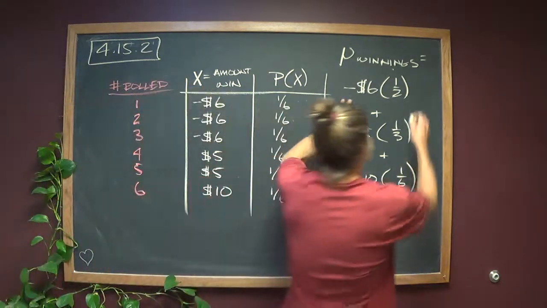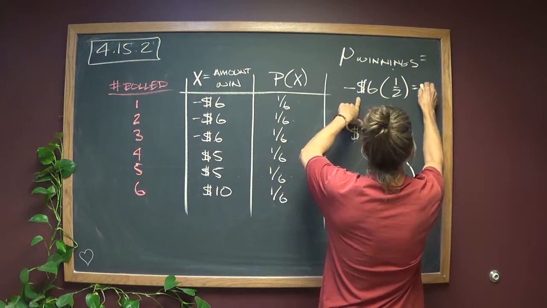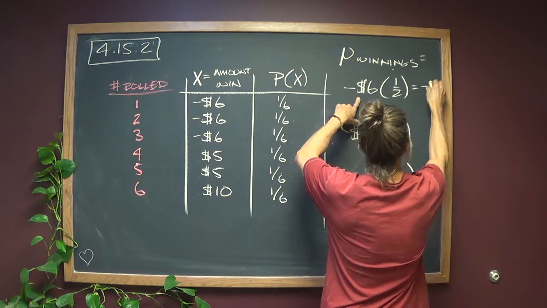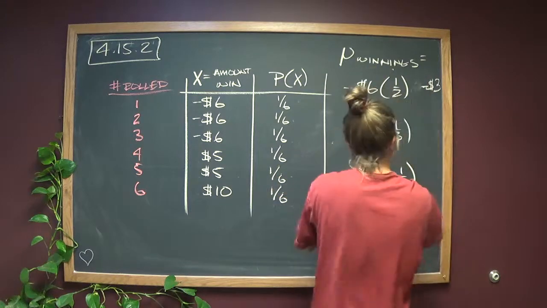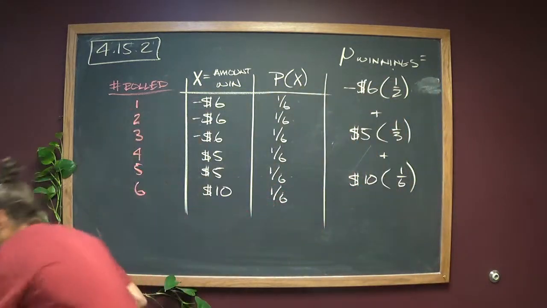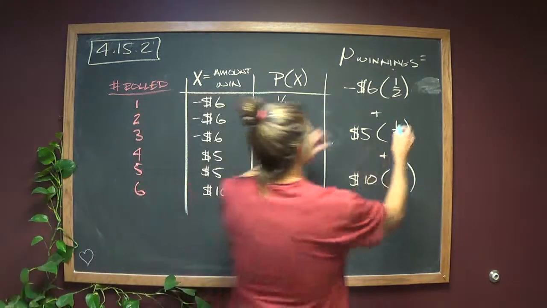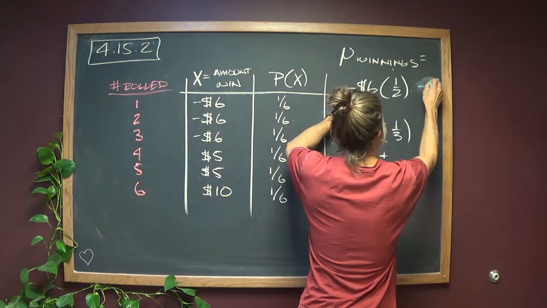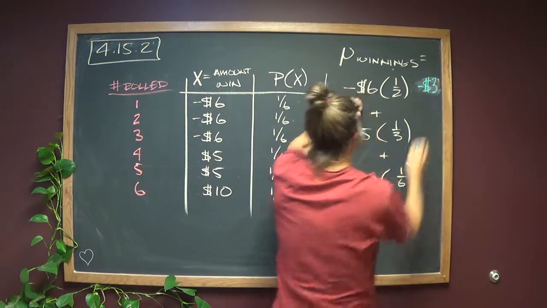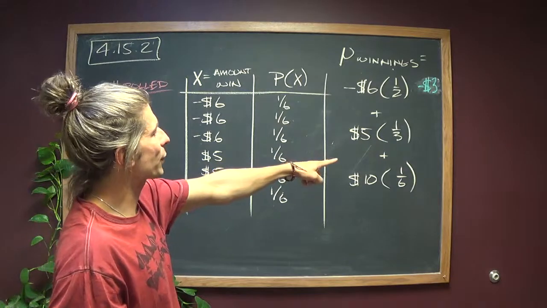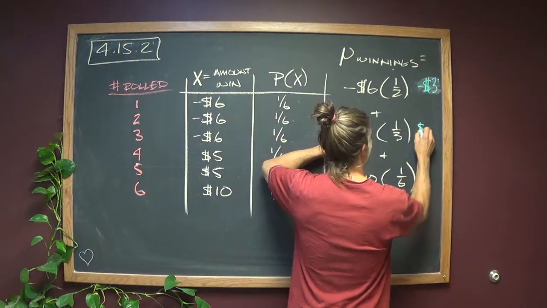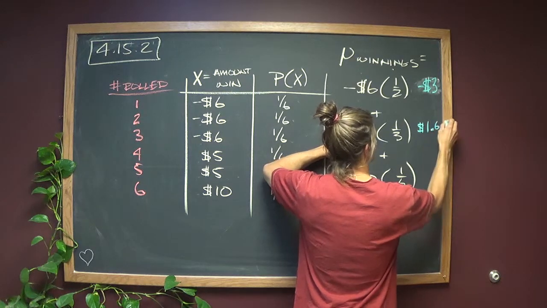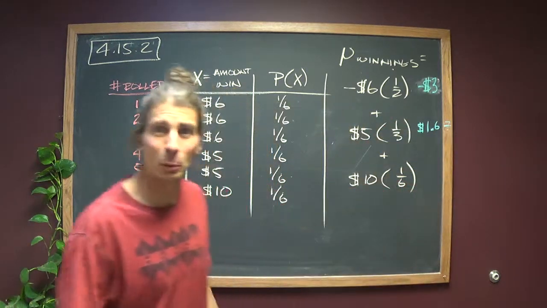So this is going to be negative $3. So I can fit all this on the board, negative 3. I'm not going to put an equal sign here. I'm going to write this in a different color next to it so it jumps out. So this is negative $3. 5 times a third gives me, what is that? 5/3 is about $1.67. It's about $1.67.